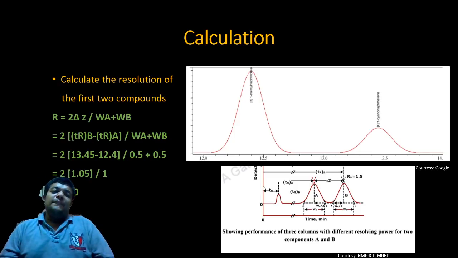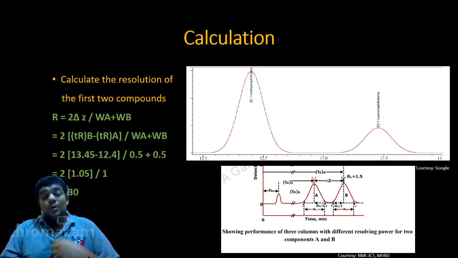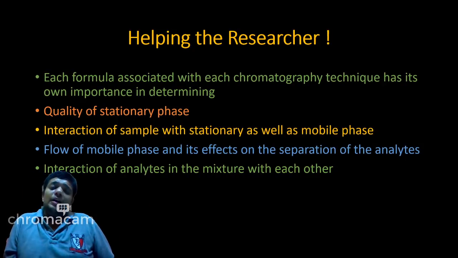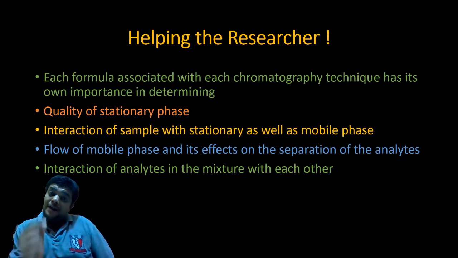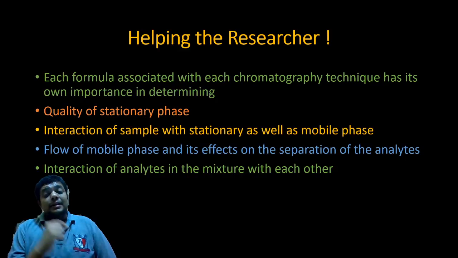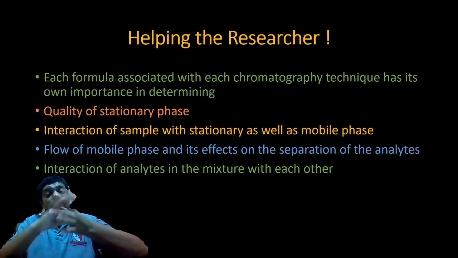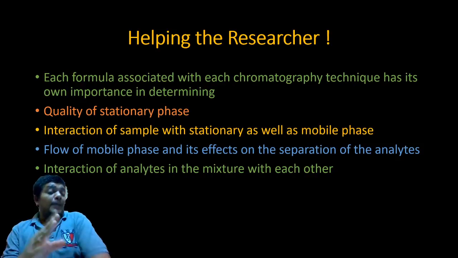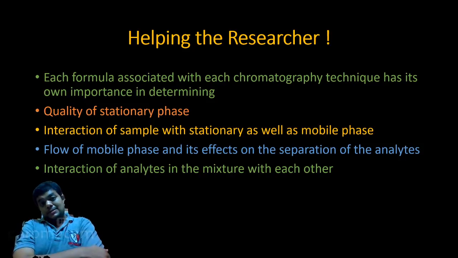So these are, friends, some of the topics, a little mathematics that can help us grow in chromatography, helping the researchers. Each formula associated with each chromatography technique has its own importance. Quality of the stationary phase can be determined. Interaction of the sample with the stationary phase as well as the mobile phase can be determined. Flow of the mobile phase and its effect on the separation of analytes can be determined. And sometimes interaction between the two analytes can also be determined. So these all are the fundamental points that can be known just by knowing the answers that come out from the mathematical equations in chromatography.